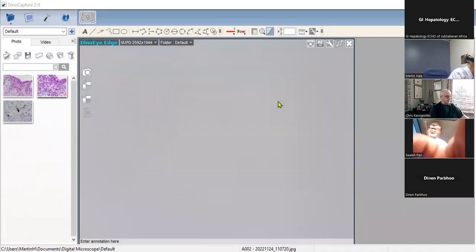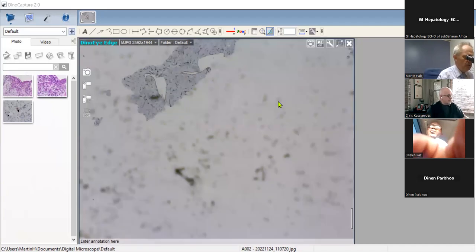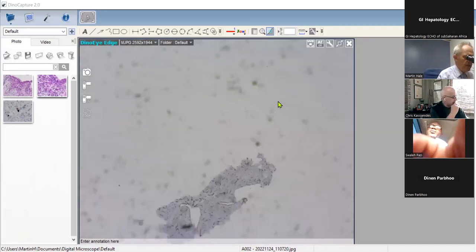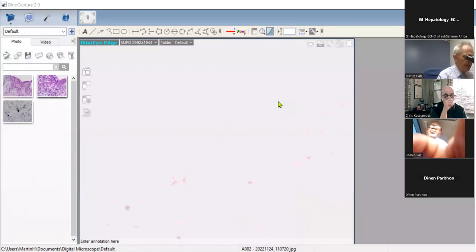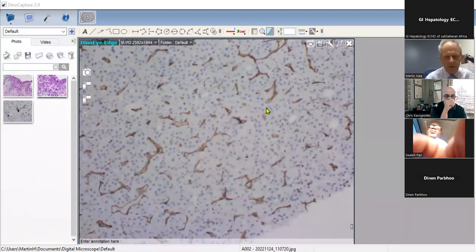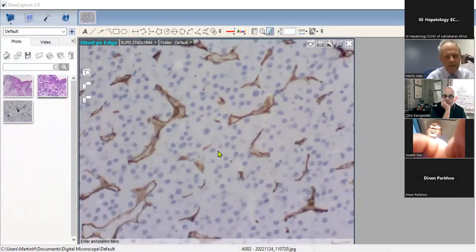Now I want to, lastly, before we leave this case, look at the CD34 positivity. We've done the CD34 on this, and you can see that the tumor shows good staining of those sinusoidal-like spaces. You can see all that there. So this is quite typical then of HCC. You would not get the staining pattern in the sinusoids of normal liver. They would be CD34 negative.